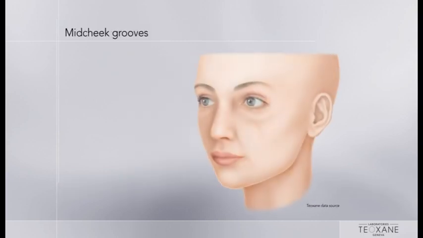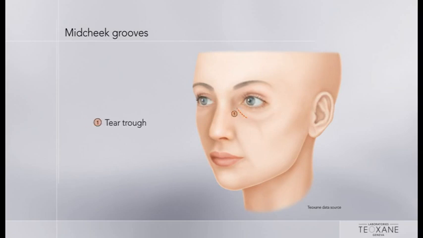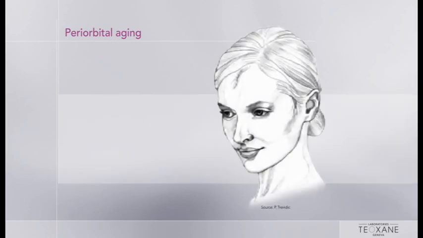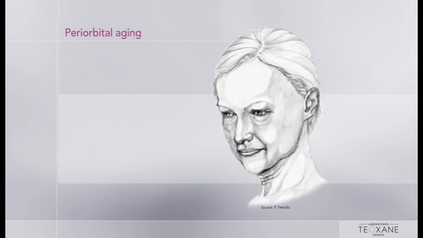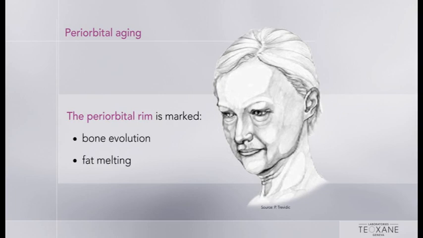With age, 3 grooves appear: the tear trough, the palpebromalar groove, and the mid-cheek groove. The knowledge of the suborbital anatomy is essential in order to understand this delicate area. Periorbital aging starts early, around 30 years old, increases, and then stabilizes around 65 years old. The periorbital rim is mainly marked by the phenomenon of bone resorption and fat melting.